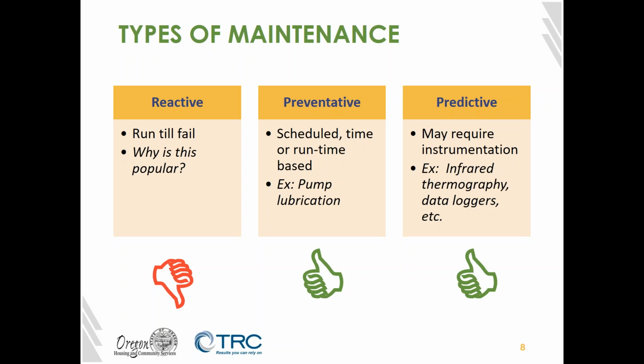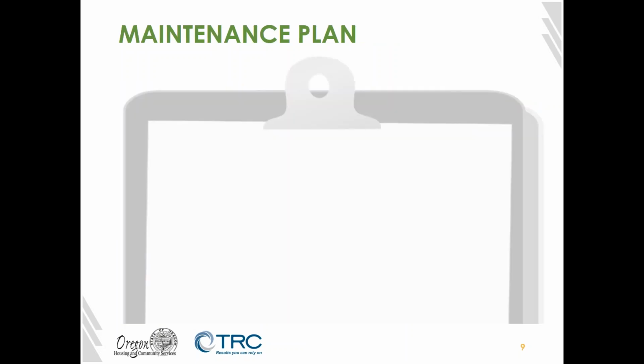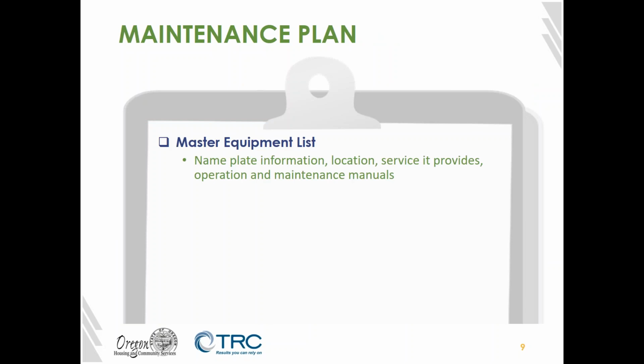And to do this, we need to have a plan, specifically a maintenance plan. And there are a few components of an effective maintenance plan. The first is a master equipment list. This equipment list will have nameplate information for all equipment, where it's located, the service it provides, as well as the operation and maintenance manuals for the equipment.